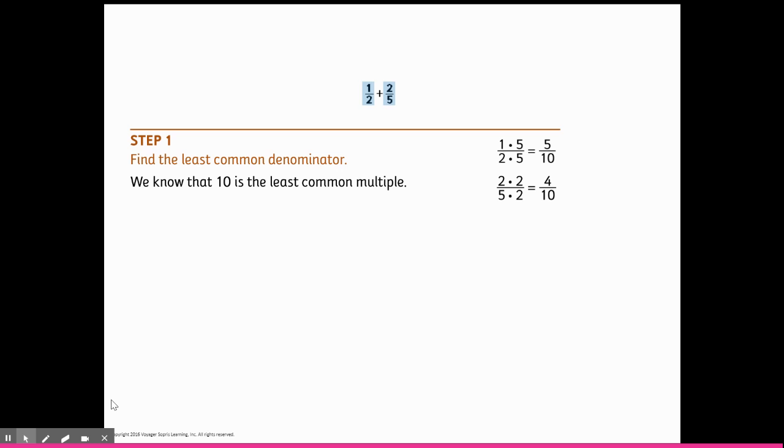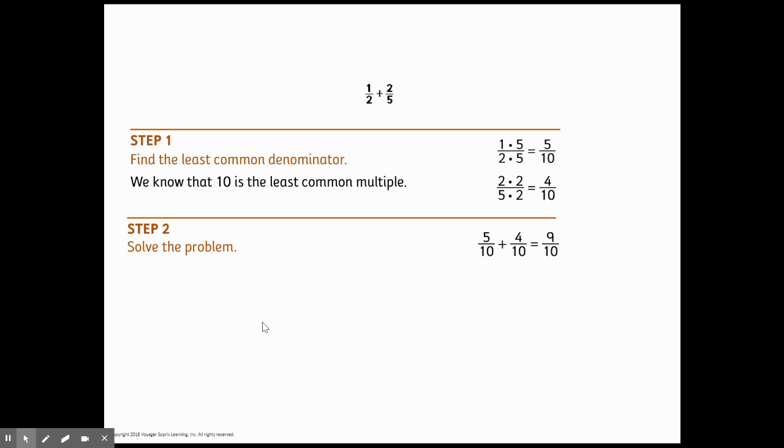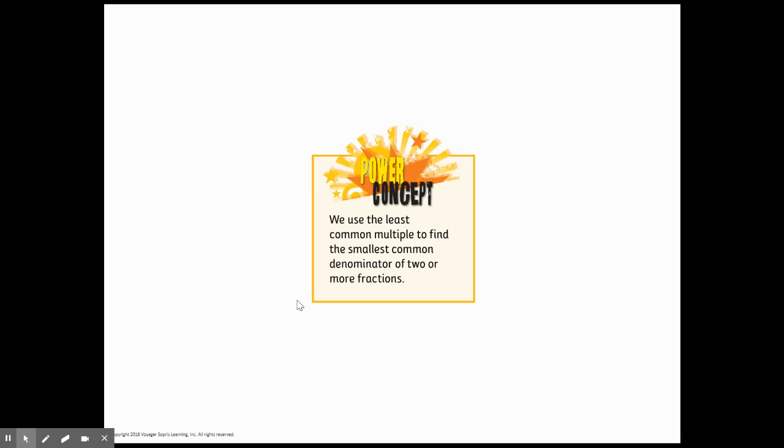Now we can add. 5/10 plus 4/10 gives us 9/10. So the sum of 1/2 and 2/5 is 9/10. We use the least common multiple to find the smallest common denominator of 2 or more fractions.